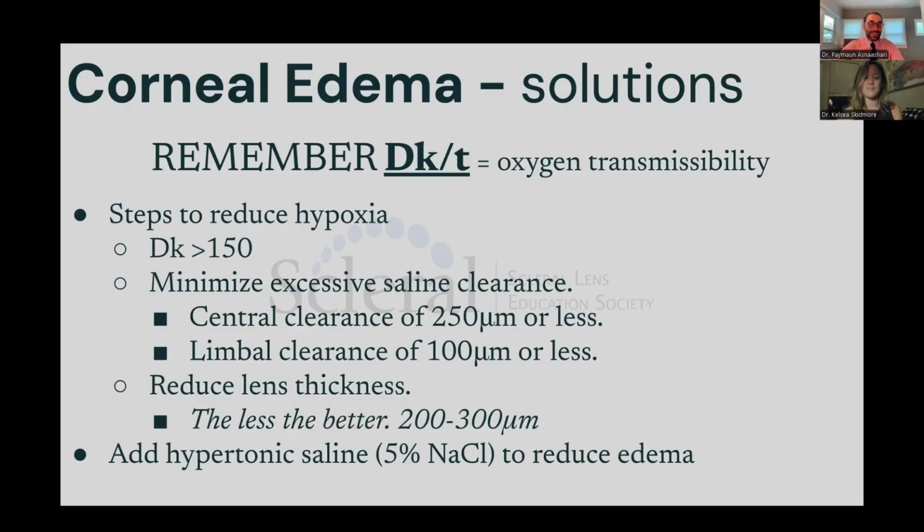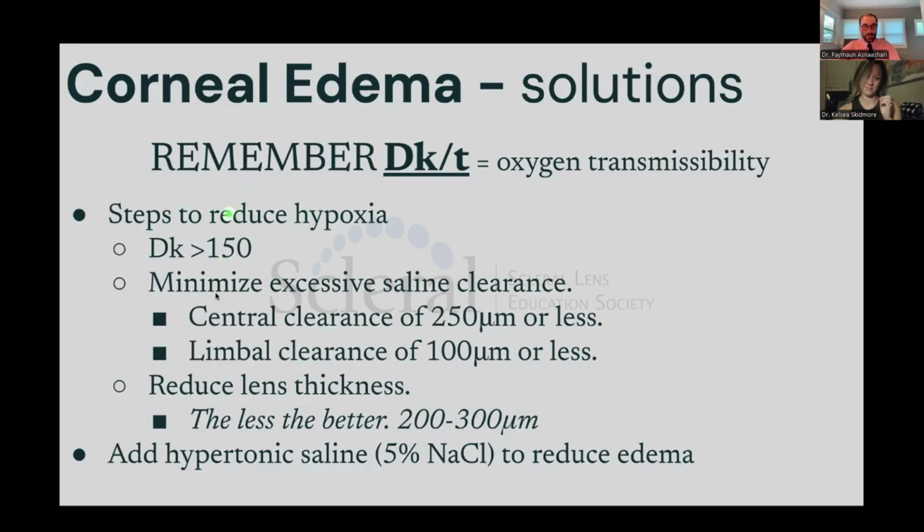And just remember DK over T. DK stands for oxygen permeability. T stands for thickness. You want to do really anything that improves the oxygen transmissibility, so you can either move to increasing the DK or decreasing the thickness. And these are some steps to reduce hypoxia. It's increasing the DK, so more than, ideally, 150.